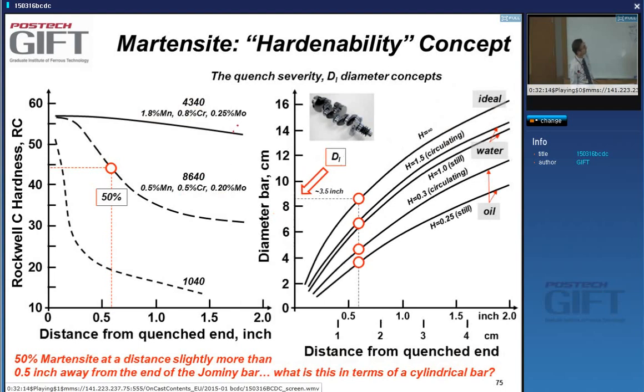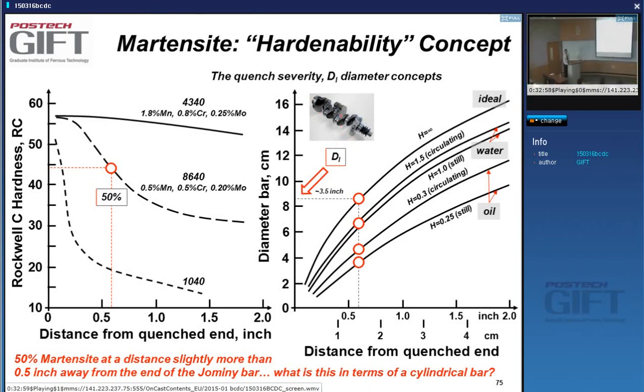All right. Now, obviously, there are very few engineering products that look like Jominy bars. Actually, there are not many I can think of. So that's a standardized test. Very often, the products where you use the hardenability concept are bar-like products. What's a bar-like product? Well, for instance, this here. The crankshaft of a motor.